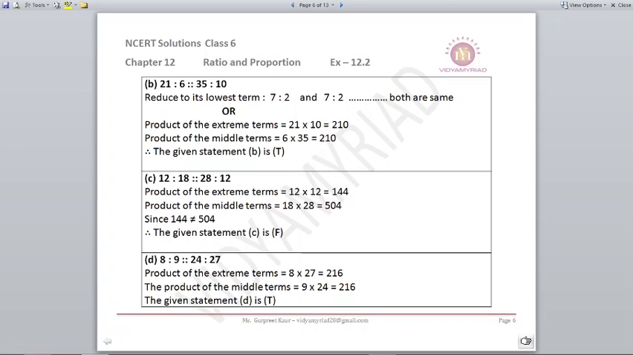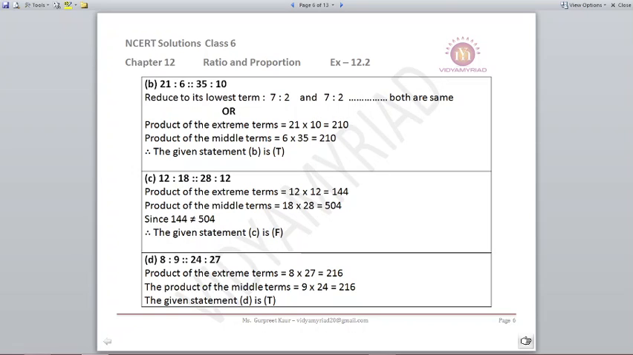Third part. From now onwards I will use only one method, the product of extremes and middles. Based on that we will tell whether the statement is true or false. The product of the extremes, 12 into 12, is 144. The middle terms are 18 into 28, that is 504. Both are not the same, so the statement is false.